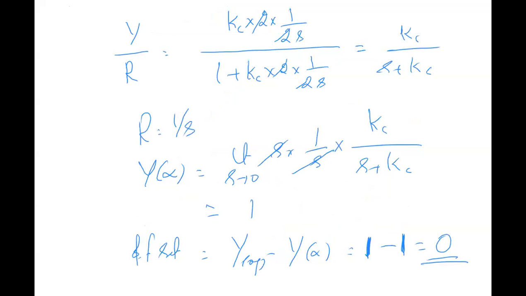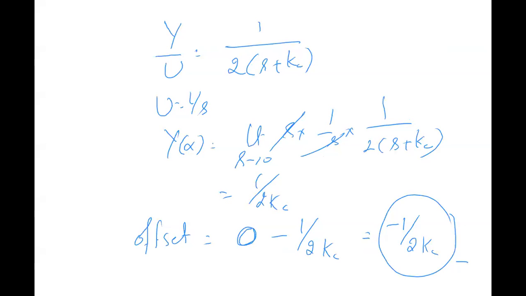So for Y by R, the S will cancel, but you have to take the LCM, no? If you take the LCM, S plus Kc will come now. So the offset for the load is minus 1 by 2 Kc. Offset for load changes is minus 1 by 2 Kc.